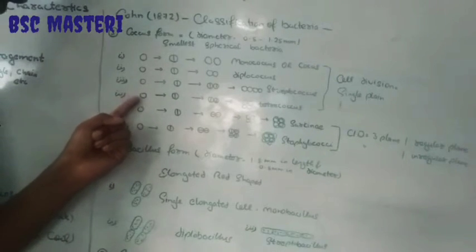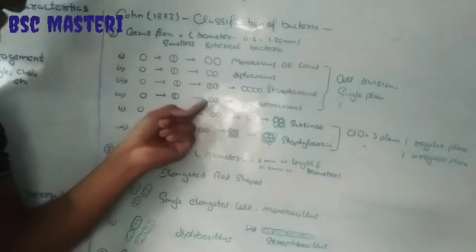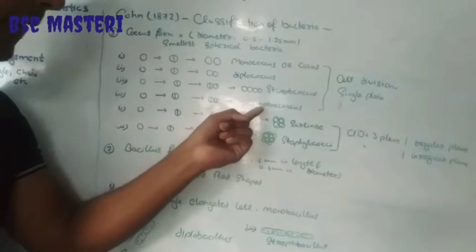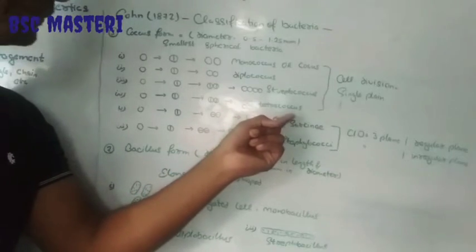Fourth type of bacteria are those divided by a single plane, which stay attached and get further division, and are present in a group of four, which is known as Tetracoccus bacteria.